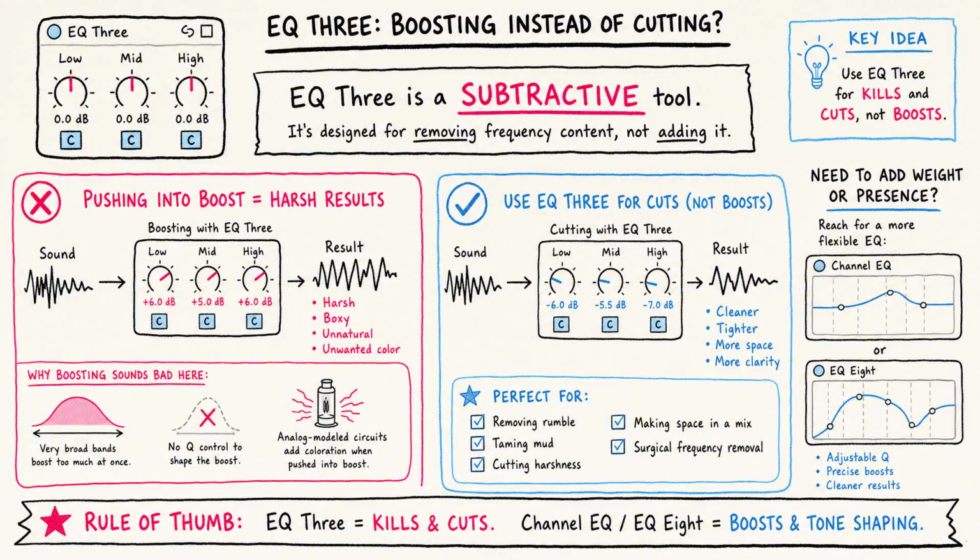EQ3 is fundamentally a subtractive tool. It's designed for removing frequency content, not adding it. While you can boost with the gain controls, doing so often sounds harsh because of the broadband design. There's no Q control to shape your boosts, and the analog modeled circuits can add unwanted coloration when pushed into boost territory. If you need to add presence or weight to a sound, reach for channel EQ or EQ8. Use EQ3 for kills and cuts, not boosts.